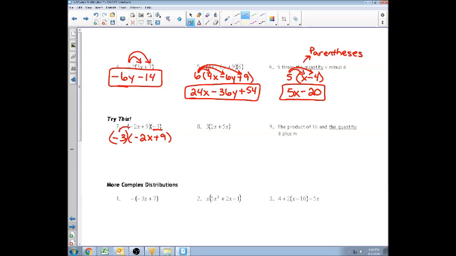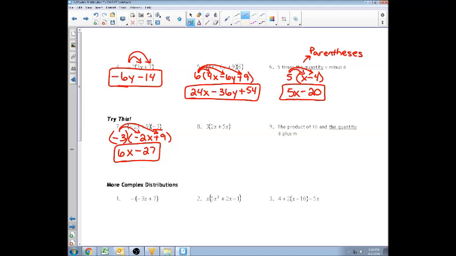So I'm going to take negative 3 times negative 2x. Well, what is negative 3 times negative 2x? A negative times a negative is a positive. 3 times 2 is 6, and the x just comes with it. Then I have negative 3 times 9. What is negative 3 times 9? A negative times a positive is a negative, so it would be negative 27.